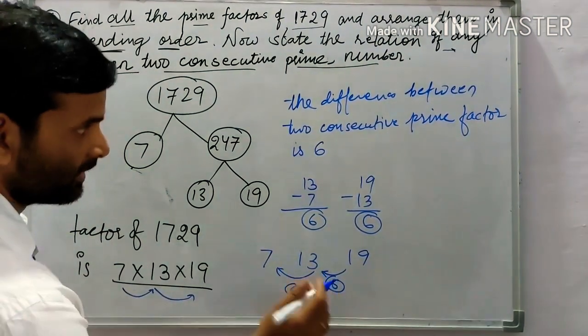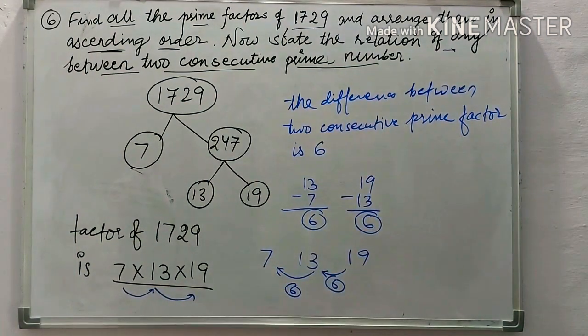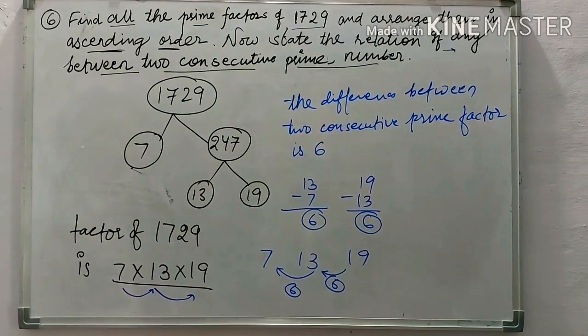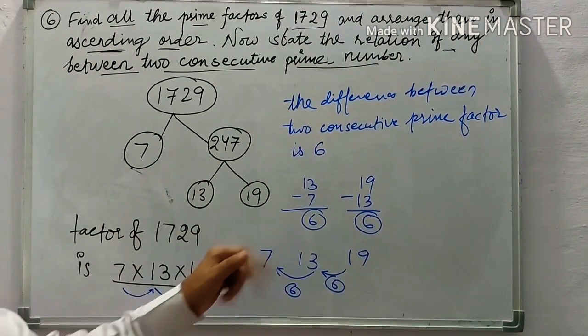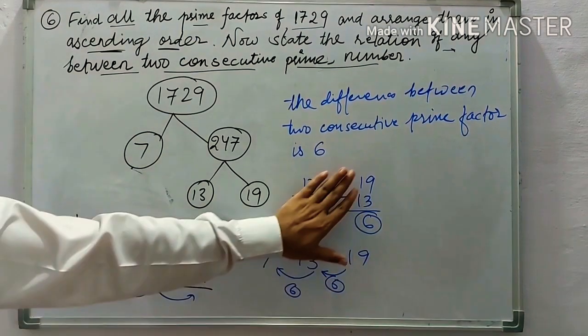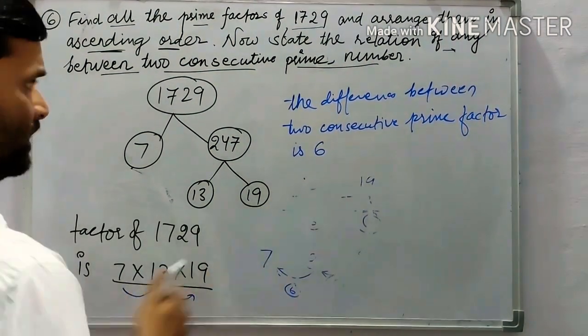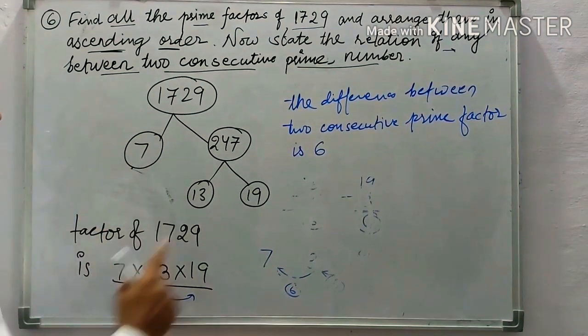Now it is correct: the difference between the consecutive prime factors is 6. They will solve this example. If you have not written it right, the answer is not complete with only the prime factors.